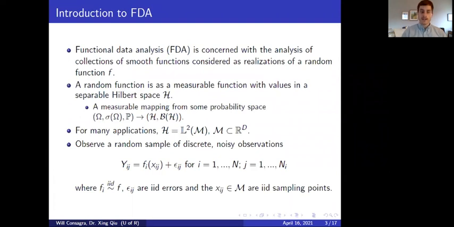So functional data analysis is concerned with the analysis of collections of smooth functions, which are considered as realizations of a random function or random field, which we denote as F. A random function is a measurable function with values in a separable Hilbert space. For many applications, this space is the set of L2 functions over some domain M, which is a compact subset of D-dimensional Euclidean space. And we typically only have access to a random sample of discrete noisy observations of the underlying field, assumed to follow the statistical model here.